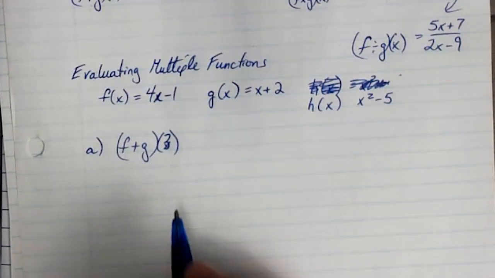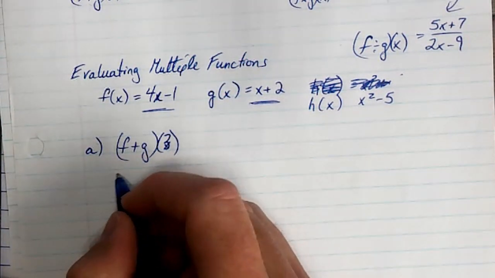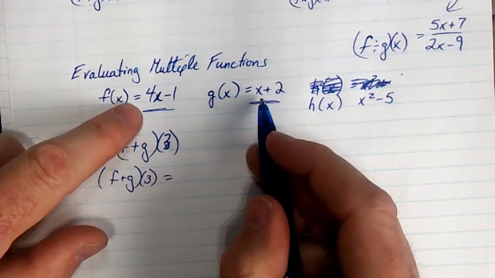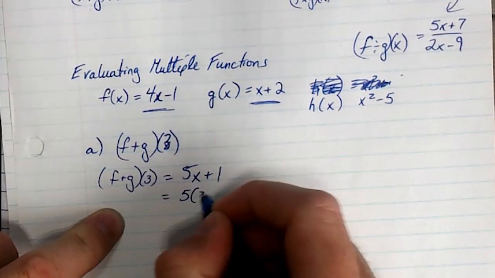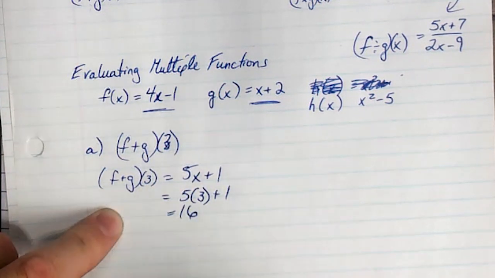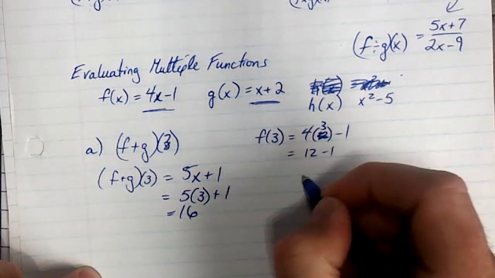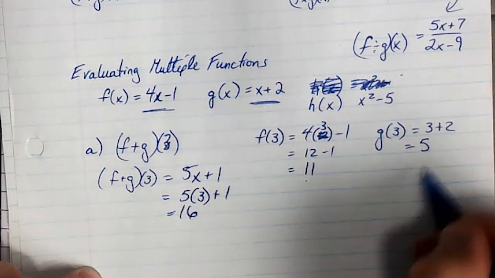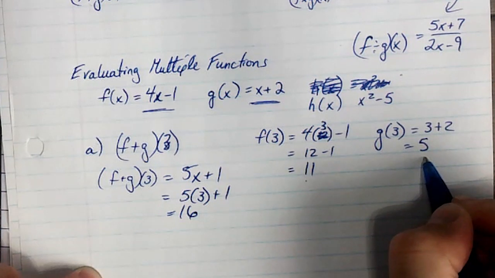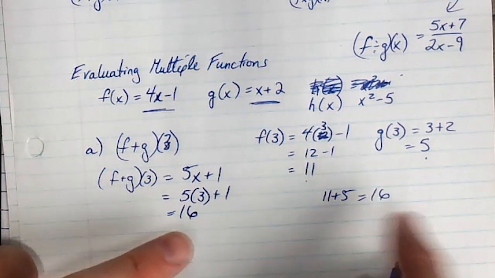So let's try the first method. We add the two functions together. We've got f of x, g of x. f plus g is 4x plus x. Then we take the 3 and we get our answer. The other option was to plug the 3 into both. So f of 3 is 11, g of 3 is 5, and if we add them, we get the same answer.